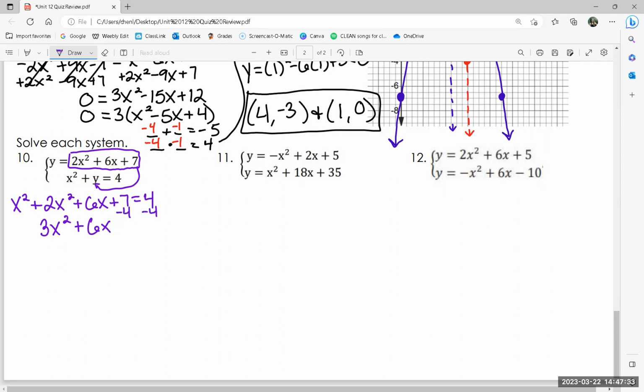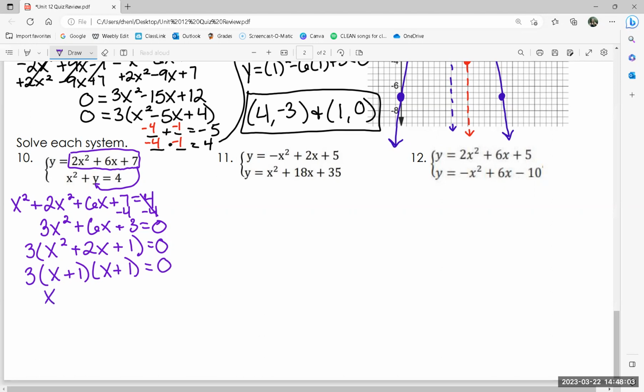So let's subtract 4. Get that over with, so plus 3. Okay, then to factor this, I'm going to take out the GCF of 3. Then I'm trying to find two numbers that add to equal 2 and multiply to equal 1. And that would be x plus 1 times x plus 1. So those add to equal 2 and multiply to be 1. So my two x value solutions are going to be at -1. You don't need to write that out twice. So just the one ordered pair at -1.